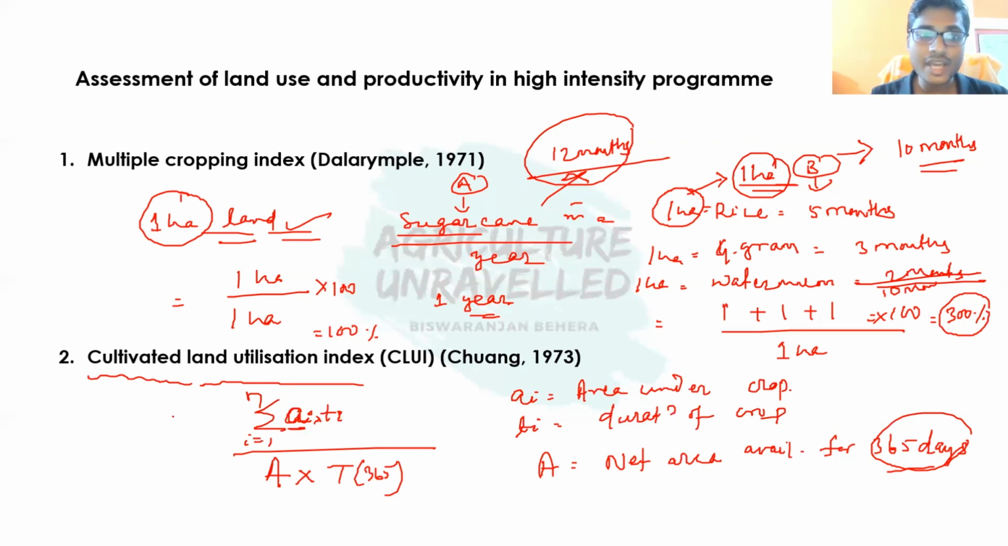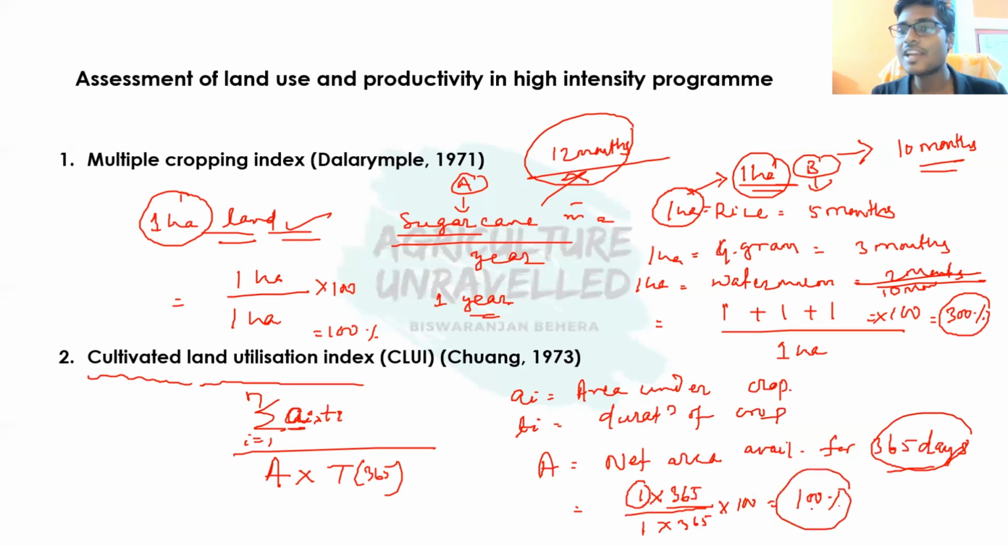For sugarcane, or farmer A, the land utilization will be 1 into, because the area under the individual crop is 1 hectare, into the duration of the crop, that is 365 days, because the sugarcane crop is of 1 year. Divided by the net area available for cultivation, that is also 1 hectare into 365 days, into 100. So the cultivated land utilization index, CLUI, for farmer A is 100%.